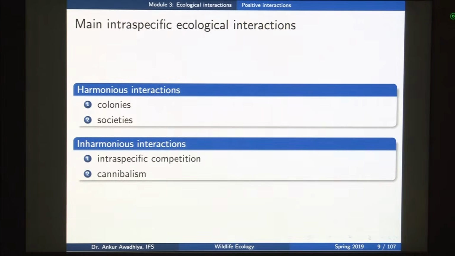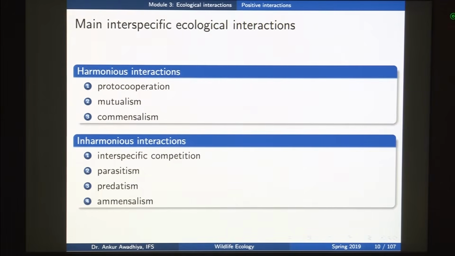So, that is an inharmonious interaction, and we will look at it in greater detail in the next lecture. And cannibalism, where an organism eats another organism of the same species. Now, these are the intraspecific interactions. What about the interspecific ecological interactions? Interspecific is between two different species.